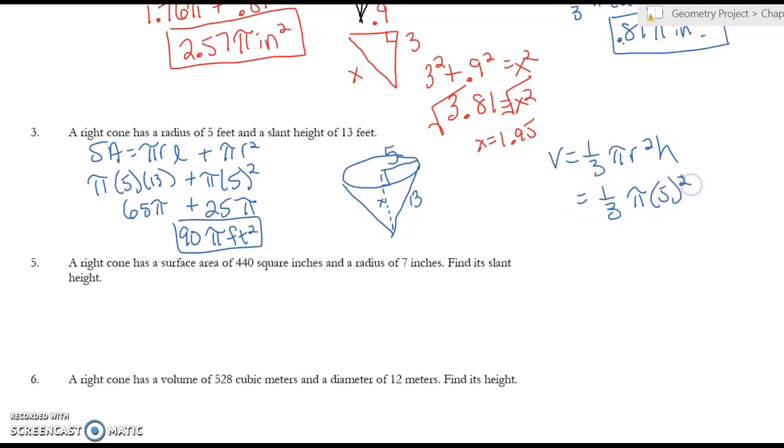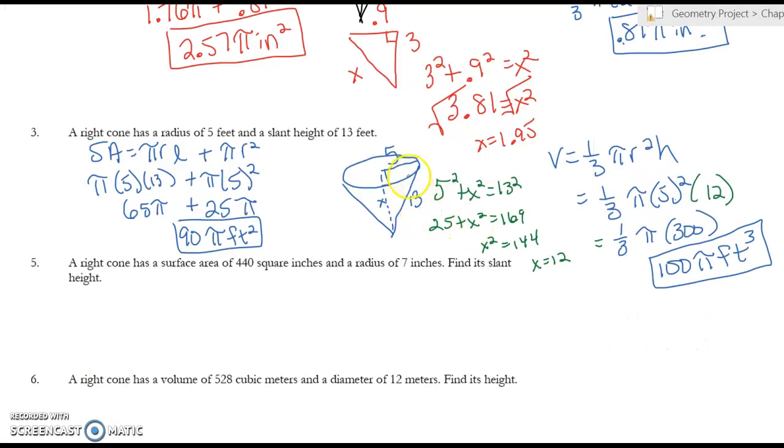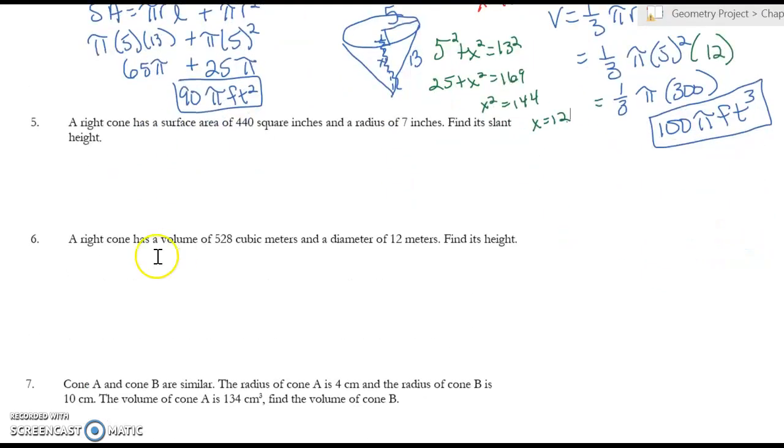So let's see what you got for the height. Okay, so what you should have seen for the height here, you should have gotten 12 using the Pythagorean theorem, and then you plugged it into the volume, and then you should have got 100 pi feet cubed. Okay, so 5 and 6 are a little different because we're going to solve backwards, so I'm going to walk you through those, and then you have examples.